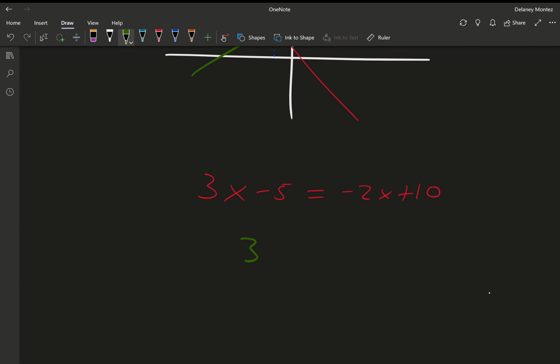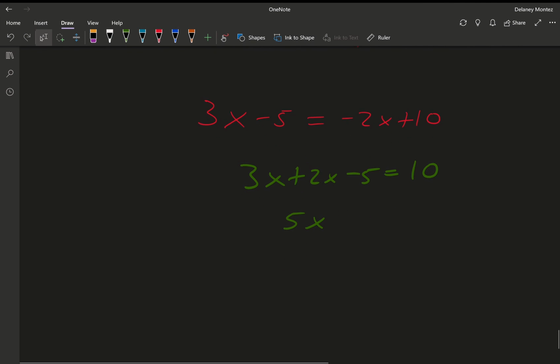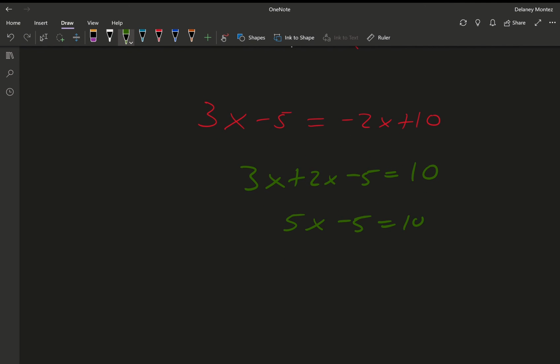So we can say 3x, let's get all the x's on one side, plus 2x equals, sorry, so I'll do this, make sure I show all my steps. This is minus 5. So we're adding a 2x, so this goes to 0. Right, so you have 10 here. So let's condense this. You get 5x minus 5 equals 10, or 5x equals 15. Right, divided by 5, you get x equals 3.